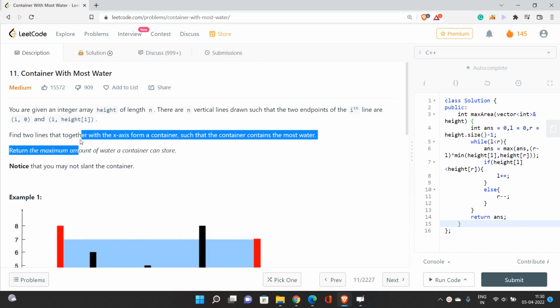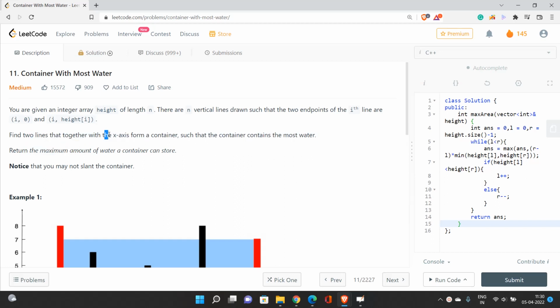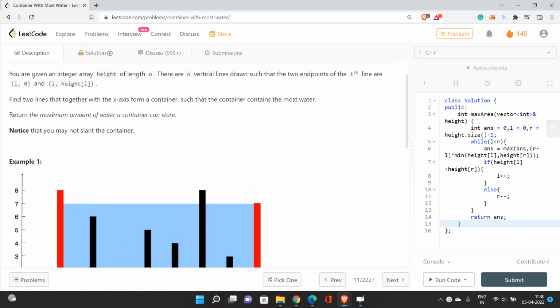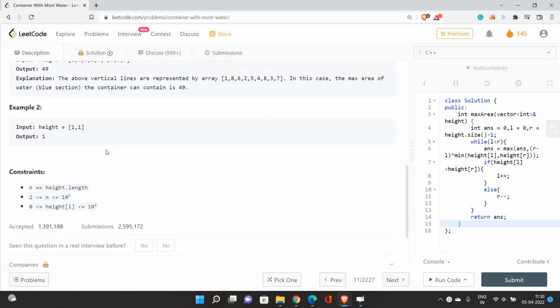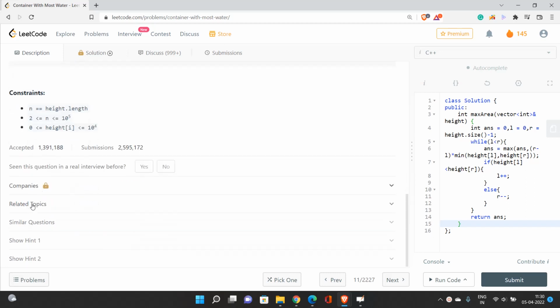We need to find two lines that together with the x-axis form a container such that the container contains the most water. Return the maximum amount of water that a container can store. Notice that you may not slant the container. Let's look at the constraints. N is at most around 10 raised to the power 5, so we would be looking for an O(n) or O(n log n) solution, but probably an O(n) solution would work best. Use the help of the concept called two pointers.